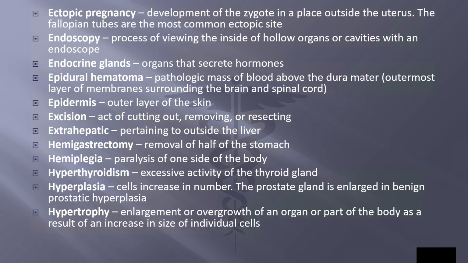Then we have hypertrophy, enlargement or overgrowth of an organ or part of the body as a result of an increase in size of individual cells. Cells increase in size, not in number. The opposite of hypertrophy is atrophy, where cells shrink in size. Figure 4.6 shows the differences between normal cells, hyperplasia, hypertrophy, and atrophy.